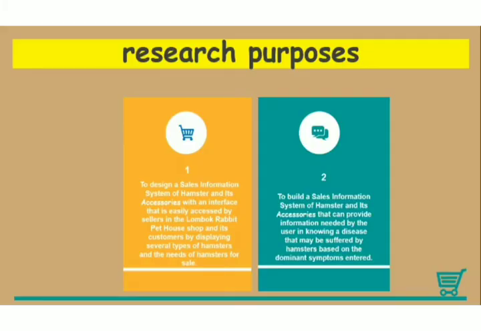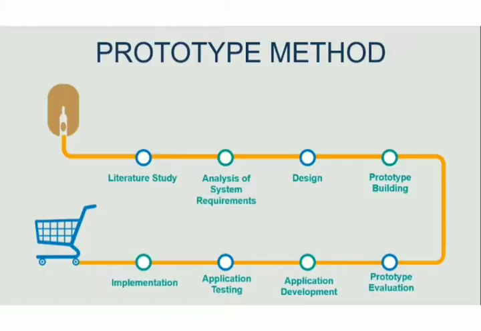And then there are two research purposes in this study. The first is to design a sales information system of hamster and its accessories with an interface that is easily accessed by sellers and the customers. And the second is to build a sales information system of hamster and its accessories that can provide information needed by users in knowing a disease that may be suffered by their hamsters based on the dominant symptoms entered.